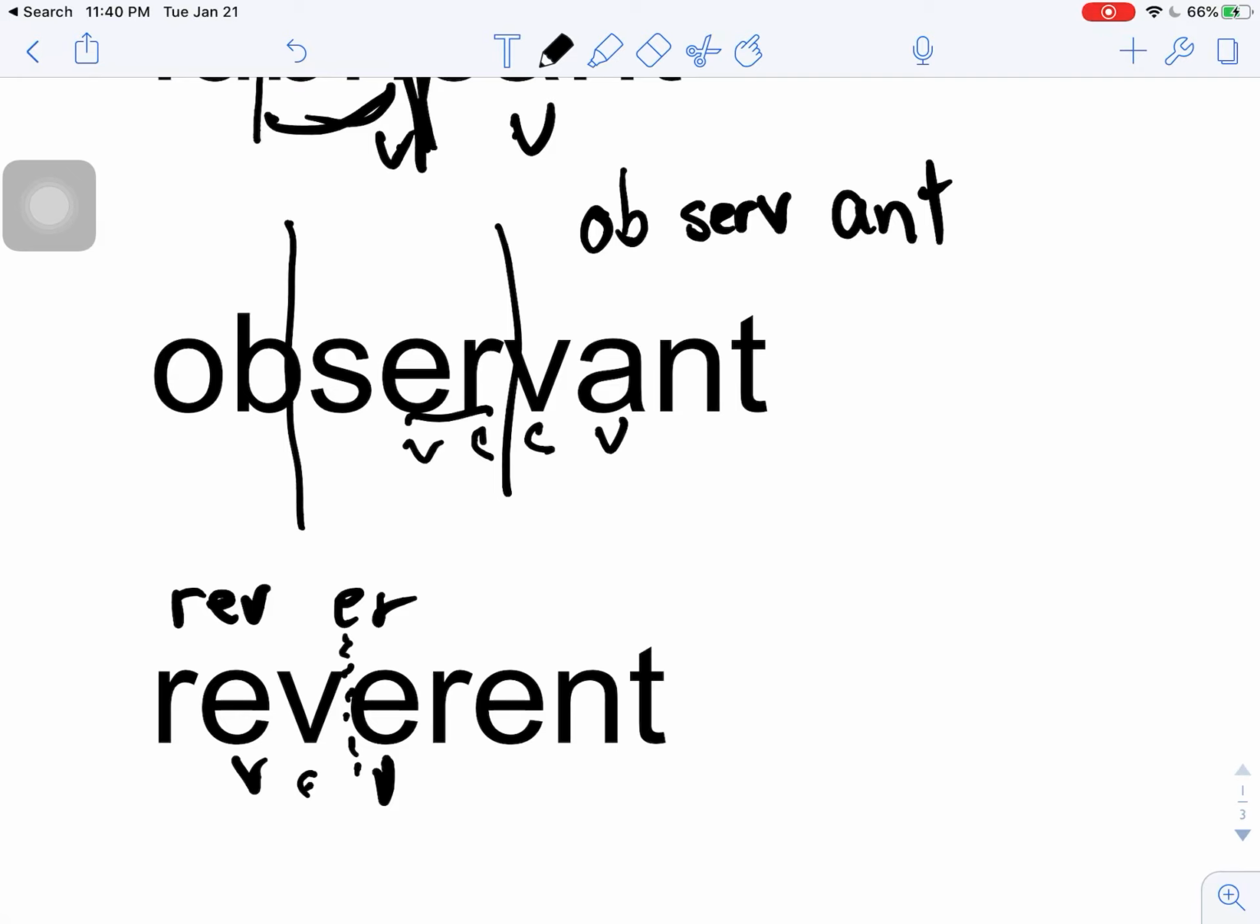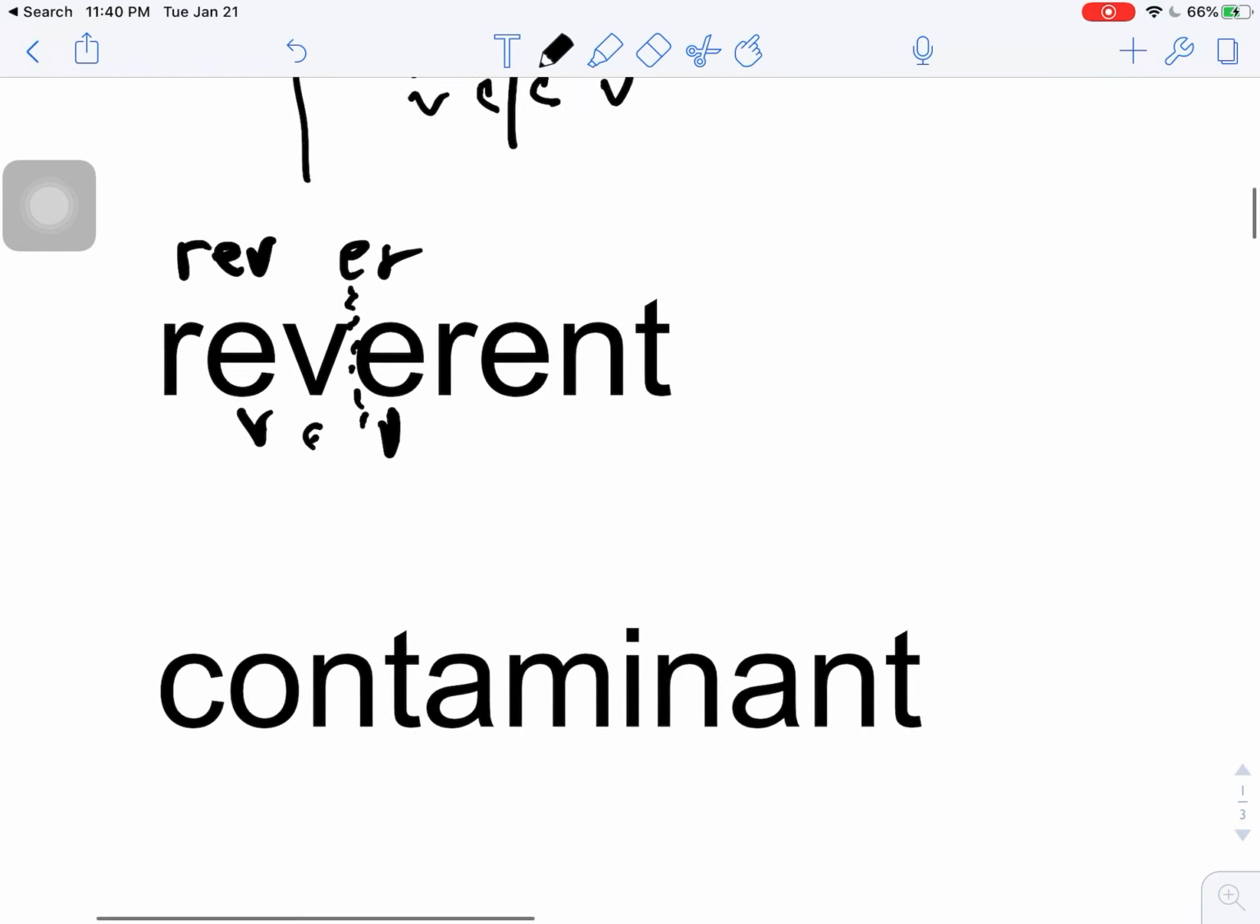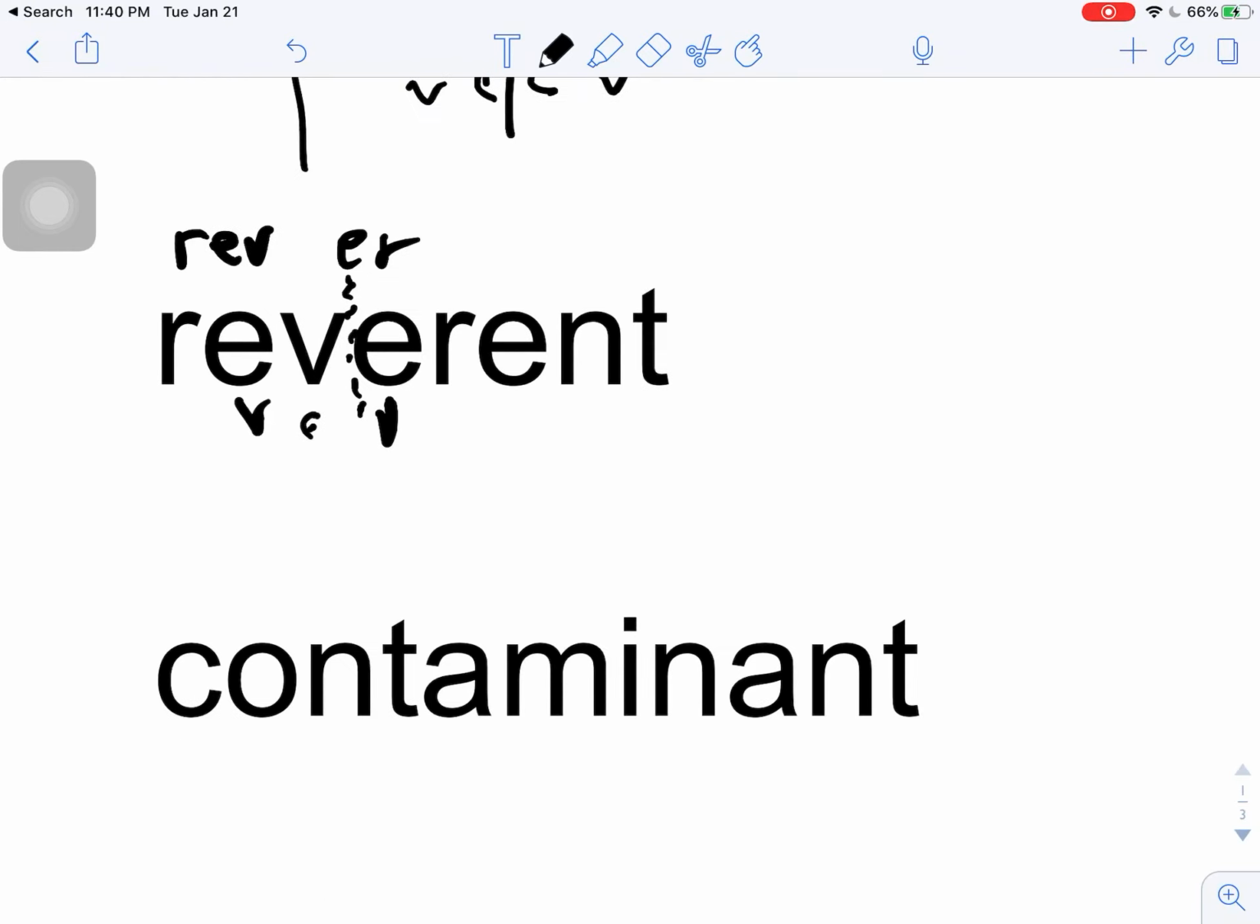So this is the 25% of the time you're going to split after a single consonant. And if I were reading this word and I had never seen it before, I would try to split it in front of the V first, pronounce the word, and then say, I don't know what reverent is, and then I would try splitting it after to say reverent. I hope that makes sense to you.